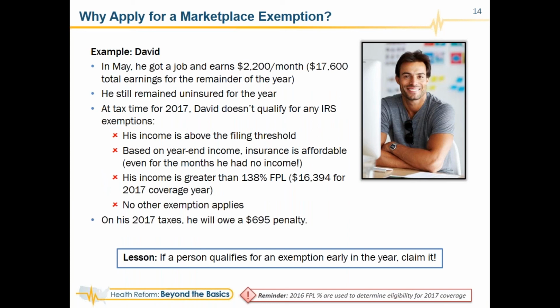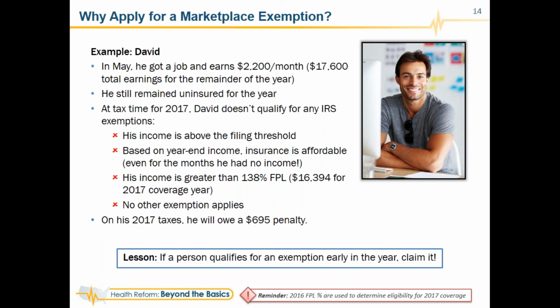And at tax time, he finds out that he didn't qualify for any exemptions because his income was above the filing threshold. Based on year-end income, his insurance was affordable, and that is a year-long calculation. It doesn't matter that he had some months where he had no income. That doesn't grant an exemption. His income is greater than 138% of the federal poverty line, which means he doesn't qualify for the coverage gap exemption, and no other exemption applies. And so on his 2017 taxes, he will owe a $695 penalty.